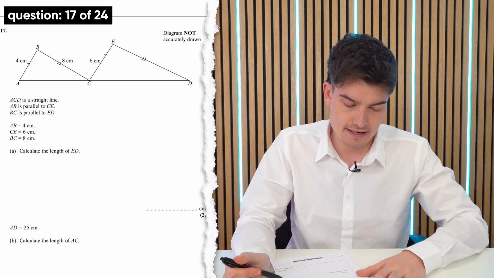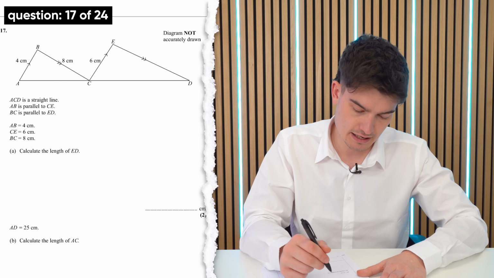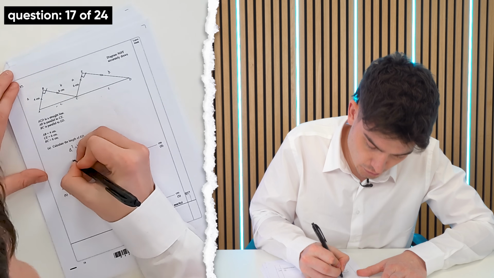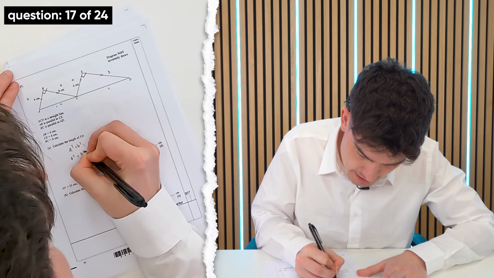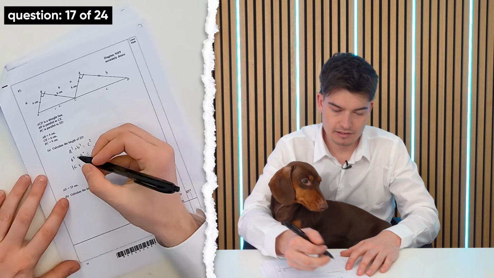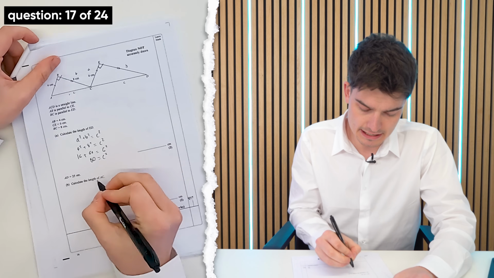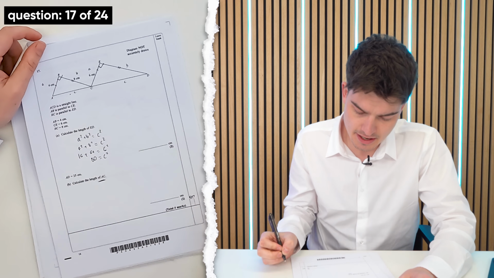Anyway, ACD is a straight line. Calculate the length of ED. Now this involves Pythagoras, I think. So 4 squared add 8 squared equals C squared. Right, 16 plus 64. Well, that's got to be wrong. Now, my friends, what I've just seen is I've gone ahead to the second part of the question, and it's saying calculate the length of AC. So if I would do that in the second part, it means I don't need it in the first part. So something's gone wrong. We'll forget about that disaster of a question.